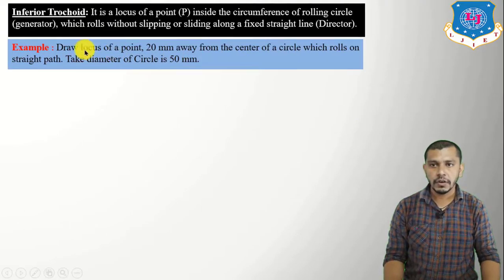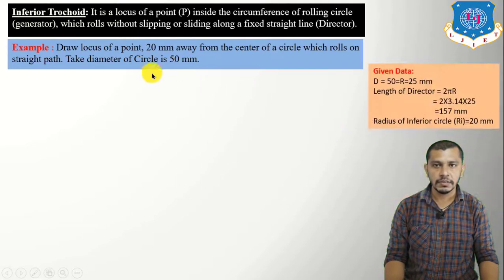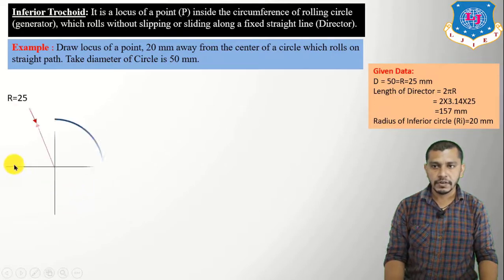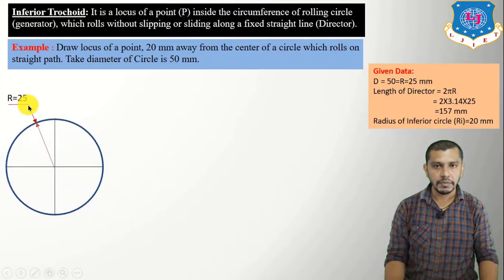Draw the locus of a point 20 mm away from the center of a circle which rolls on a straight line path. Take the diameter of the circle equal to 50 mm. So here the diameter of the circle is given, which is 50 mm. That means the radius of the circle will be equal to 25 mm, and the length of the straight line path, or the length of the director, will be equal to 2 pi r, which is equal to 157 mm. So first of all, draw a circle having radius equal to 25 mm.